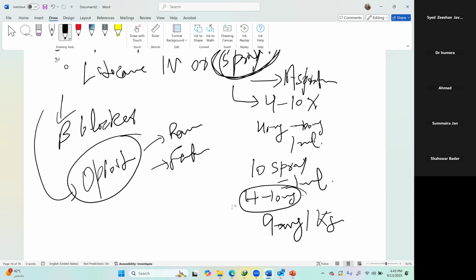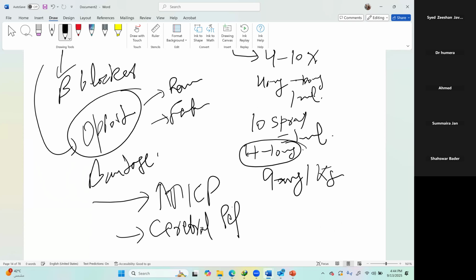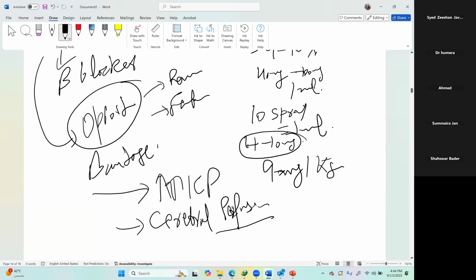So these are also common things. Sir, secure the correct size ETT with tape, not with bandages. Yes, what's the problem with bandage? Sir, it can increase the ICP and also the blood pressure ultimately. ICP and also cerebral perfusion. Yes, right. The more correct answer is cerebral perfusion pressure will be changed. So these are things which are interrelated.